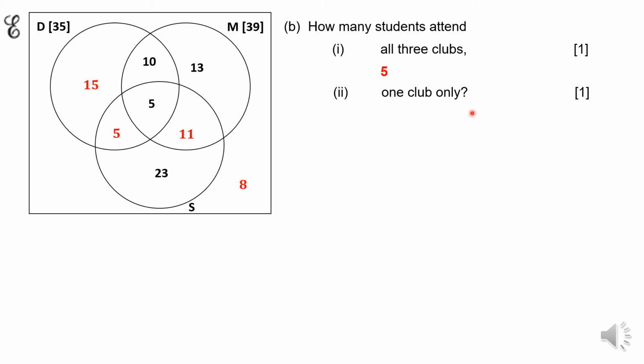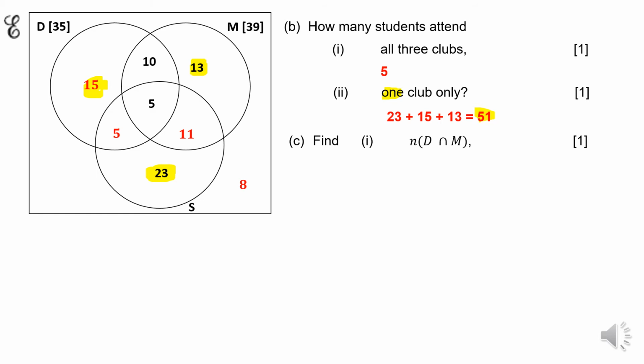Now, one club only. Here you must be a bit careful. If a learner is here, this learner is only doing sports. If a learner is here, this learner is only doing music. And if a learner is here, they're only doing drama. So this is the sum that we are looking for. So all these 51 learners together, they only do one club. They only take part in one activity.